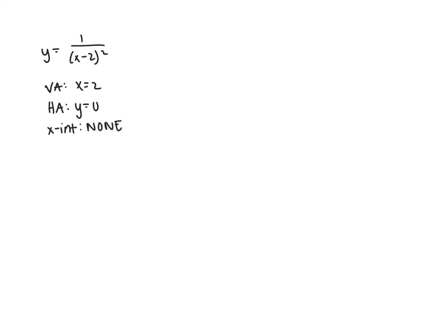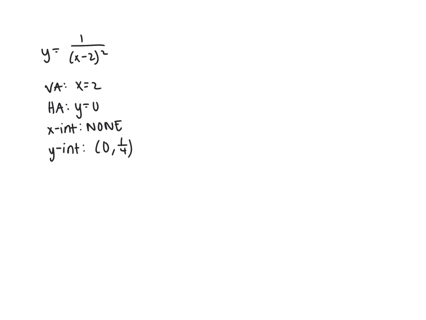Okay, last thing I want to talk about real quick is, let's say you have something like this. I'm going to just give you some pieces of information real quick. We're not going to find a lot of stuff. I'm just going to tell it to you. I'm going to tell you that the vertical asymptote is at x equals 2. The horizontal asymptote is at y equals 0. There are no x-intercepts. And the y-intercept is (0, 1/4).